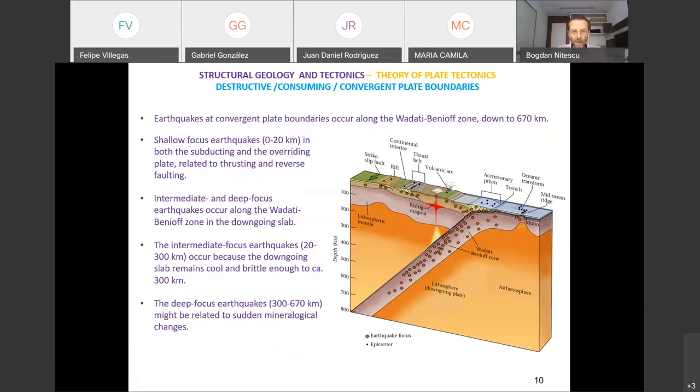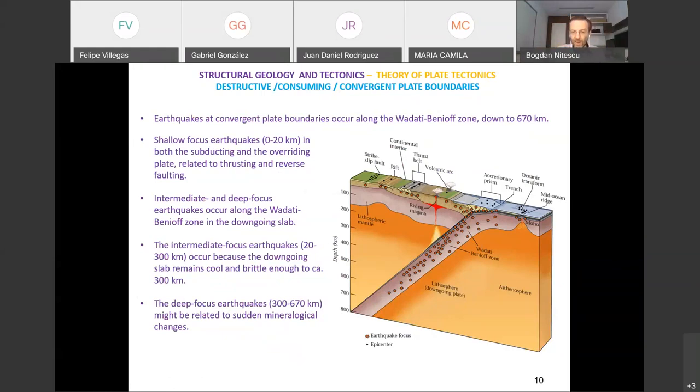But then you have intermediate and deep earthquakes, and you may ask me, well, didn't we learn that beyond a certain temperature the material should be plastic? How come we have brittle manifestations? How come we have failure in a brittle manner to generate earthquakes? So what happens is the idea that down to about 300 kilometers, it is believed that the downgoing slab, the subducting oceanic lithosphere, is strong and cool enough to stay brittle.